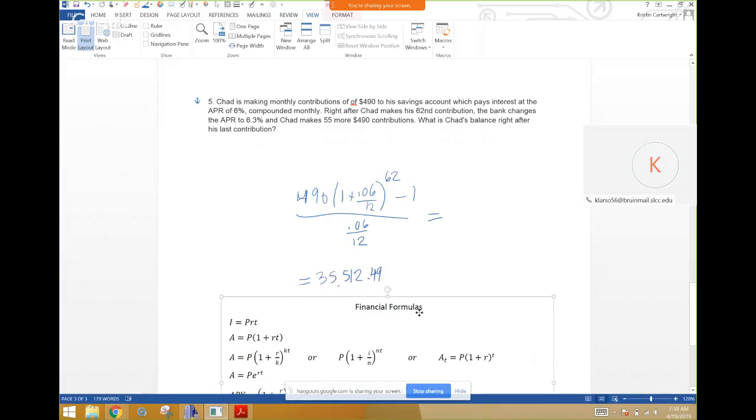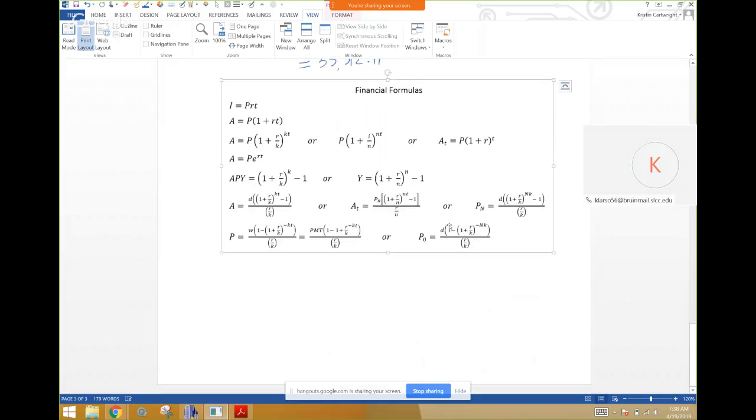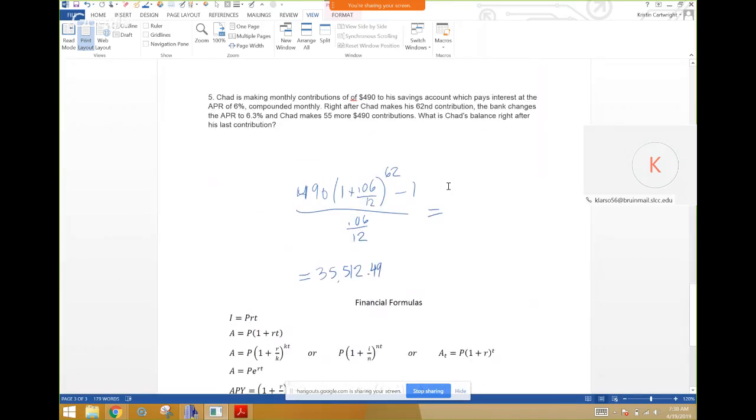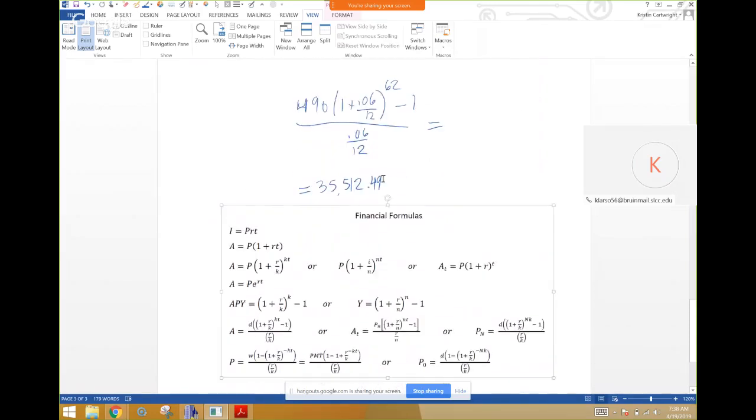And so when I put that in my calculator, I got 35. I was doing 62 times 12. Yeah, so that would be too big of a power, because 62 times 12, that would be like 62 years, right? Right. And we want the 62nd contribution. So I need to find out how much is made in this time period after the 62nd contribution, and then do it again with this higher interest rate.